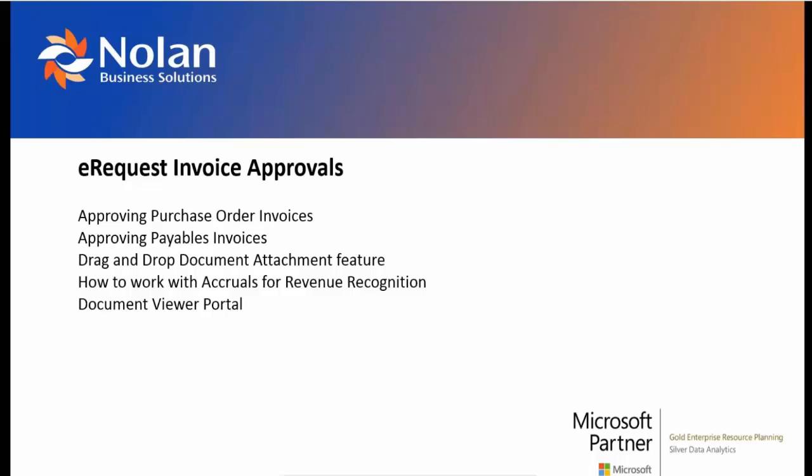We'll then look at how to work with accruals for revenue recognition for when there's a delay between receiving invoices and the approval process in eRequest. And then finally, we'll have a look at the document viewer portal, which is quite a useful tool for non-GP and for non-eRequest users to allow them to access documents within both applications.